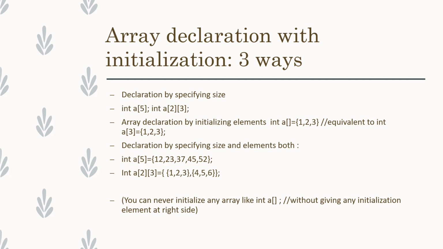If I have integer a of 5 but I mention 6 or 7 elements, then it will show an error. So that is where the concept of size comes into the picture. If the elements exceed the size, it will show an error. If they are fewer than the mentioned size, it will assign zeros by default. Okay.